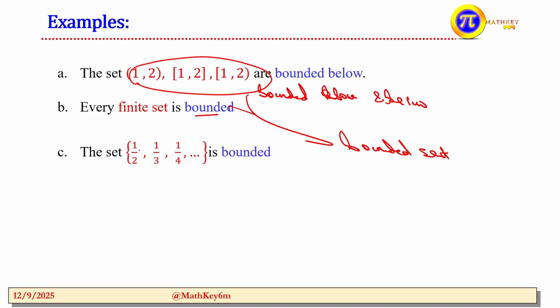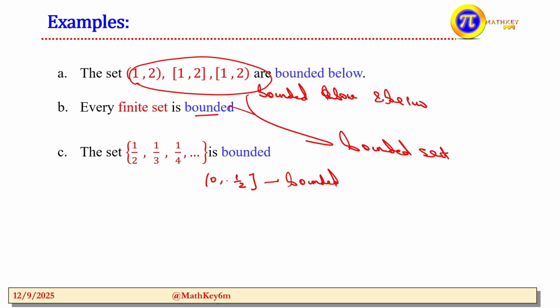You can consider the set 1 over 2, 1 over 3, 1 over 4, continued like this. What does it imply? The value goes from 1 over 2 toward 0. It includes 1 over 2, but 1 over 3 is less than 1 over 2 and 1 over 4 is less than 1 over 3, and if it continues like this, the value approaches 0 but is not exactly equal to 0. So it is bounded.